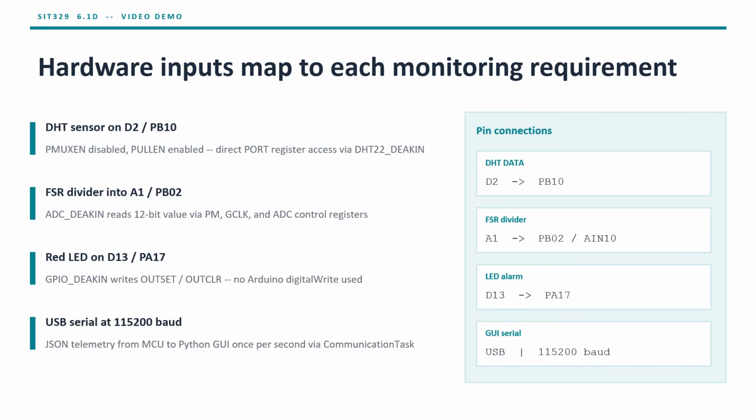The FSR force-sensitive resistor is wired as a voltage divider into analog pin A1, which maps to PB02 and ADC channel 10. The ADC driver reads this value using the SAMD21 ADC hardware registers configured for 12-bit resolution, giving values between 0 and 4095. The red alarm LED uses the Nano's built-in LED on digital pin D13, which is PA17.